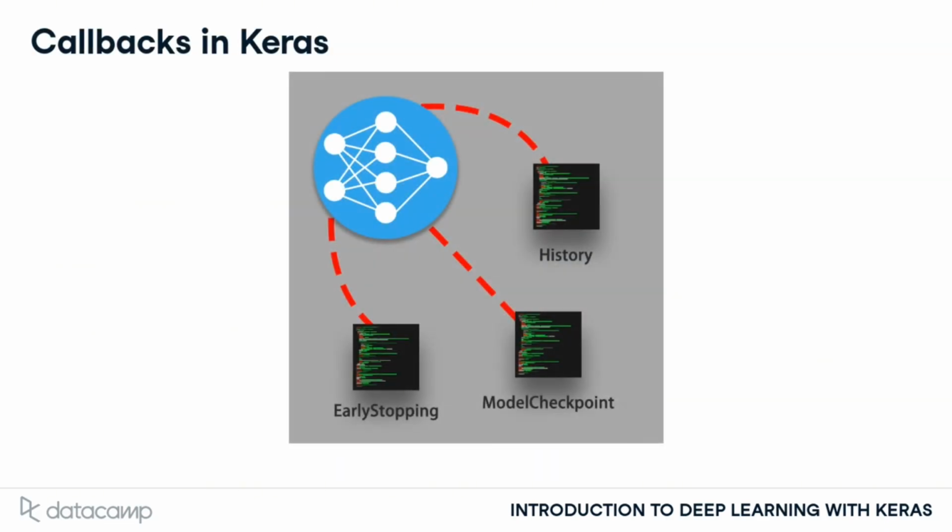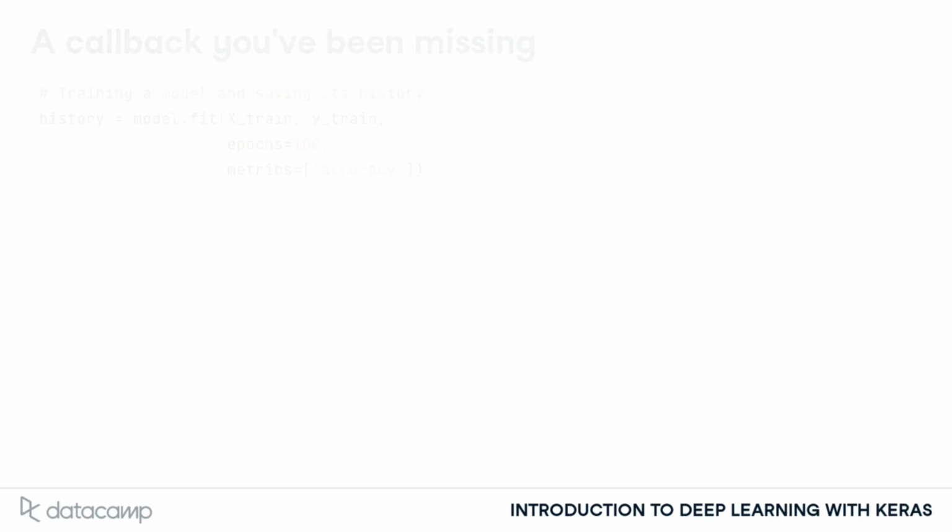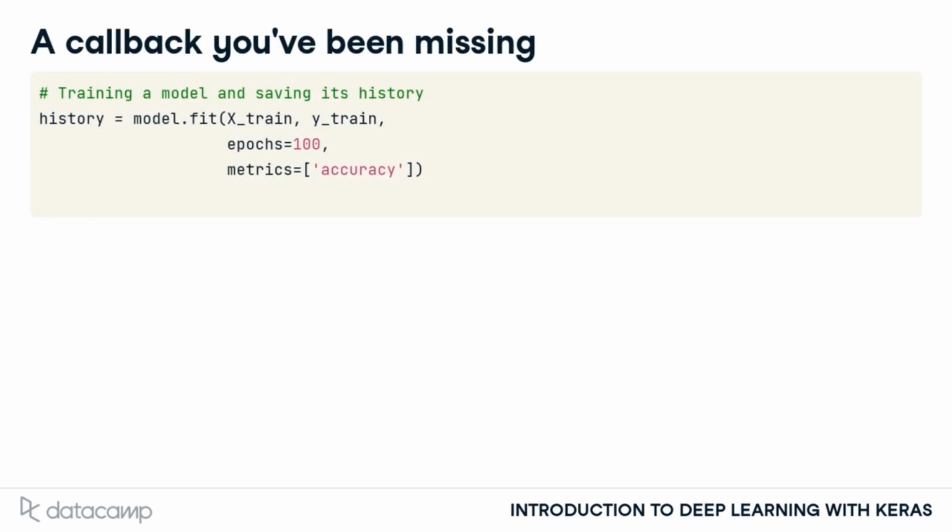In the same way, a Keras callback is a block of code that gets executed after each epoch during training or after the training is finished. They are useful to store metrics as the model trains and to make decisions as the training goes by. Every time you call the fit method on a Keras model, there is a callback object that gets returned after the model finishes training. This is the history object.